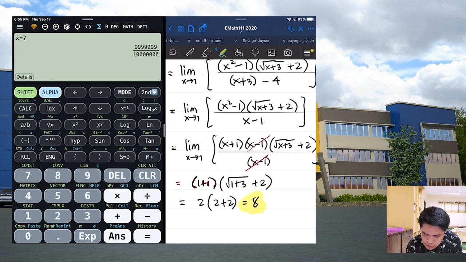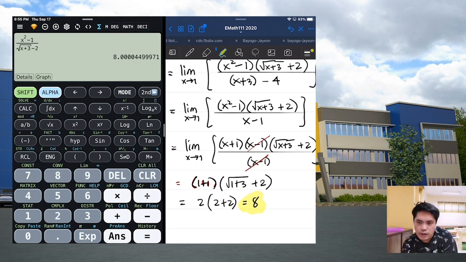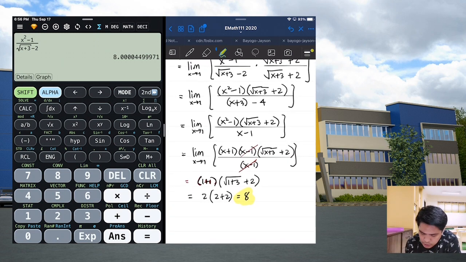So pwede natin i-try more than 1 pero close pa rin sa 1. So that's 1.00001. Our answer is 8.0000449 and so on. Okay? Which is very, very close to 8. So our answer is correct. Pero at x equal to 1, it's indeterminate or 0 over 0.